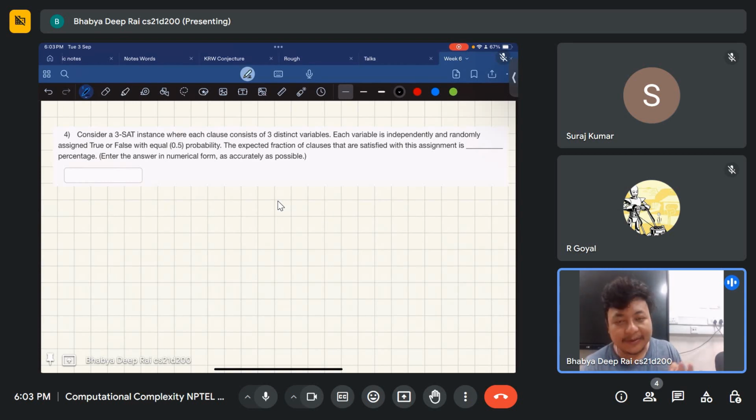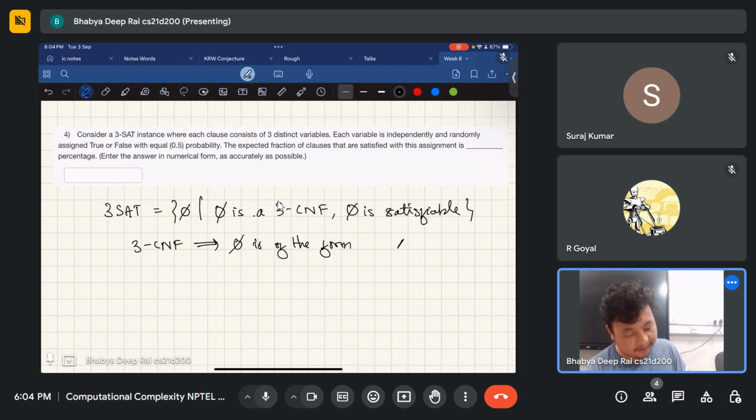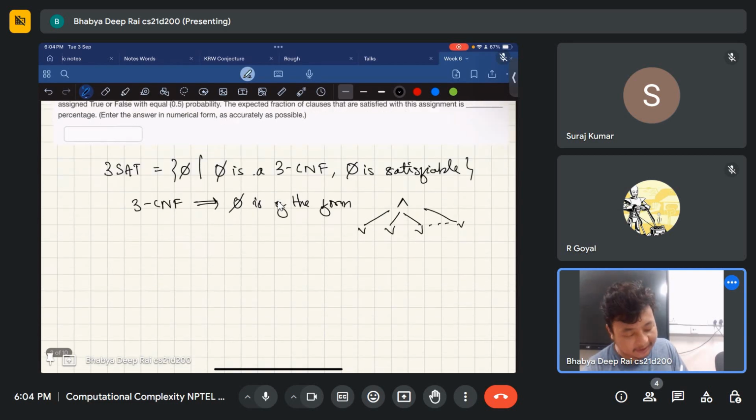Here is one question. Consider a 3-SAT instance where each clause contains three distinct variables. Just to recall, what is 3-SAT? 3-SAT is the set of formulas phi where phi is a 3-CNF and phi is satisfiable. And what is a 3-CNF? It means phi is of the form: on the top you have an AND gate, on the bottom you have OR gates. Each of these OR gates is called a clause, and each clause has three inputs.